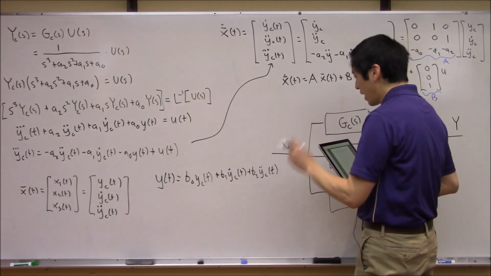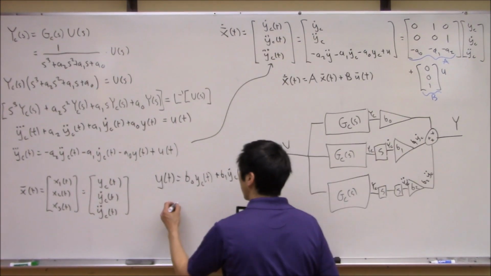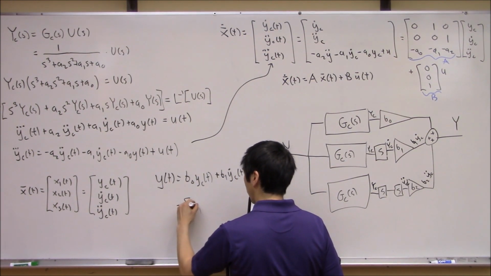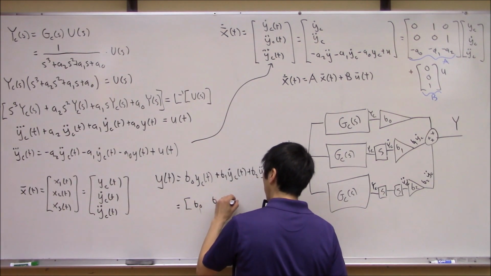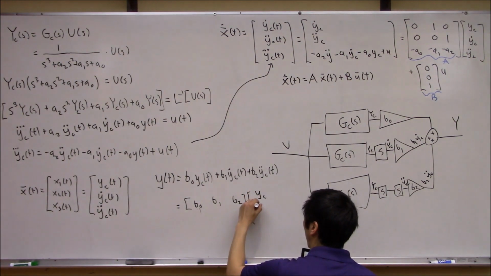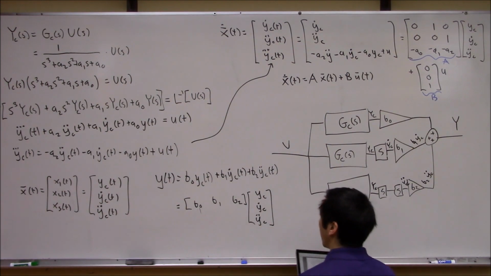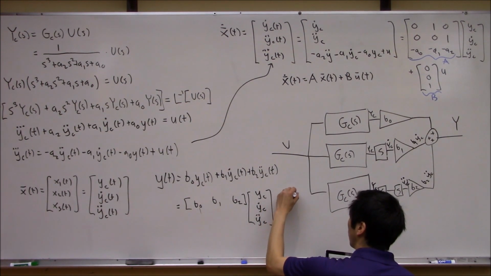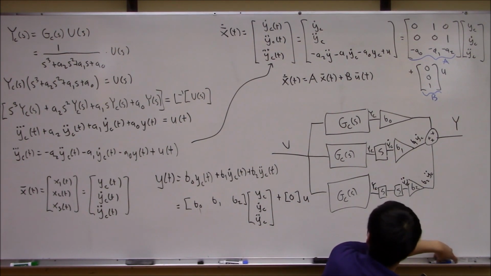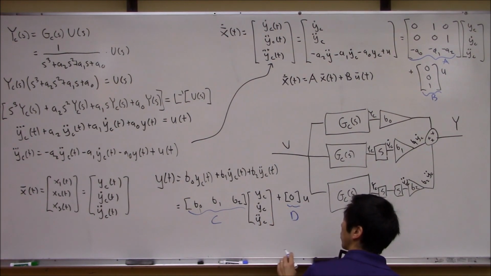right? And again, you stare at this long enough and say, hey, golly, I can write this in matrix form. I can write this as B0, B1, B2 times YC dot, YC double dot. Heck, you can even say plus 0 times U, which doesn't do anything. So again, let's call this matrix your C matrix, and call this your D matrix.